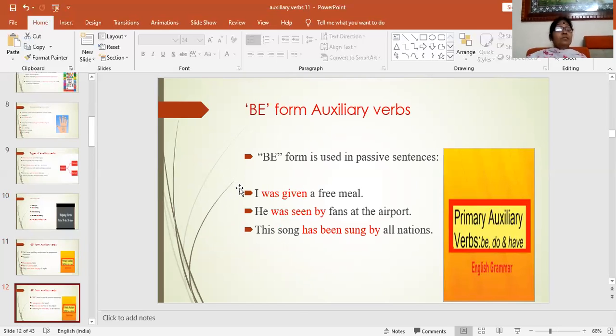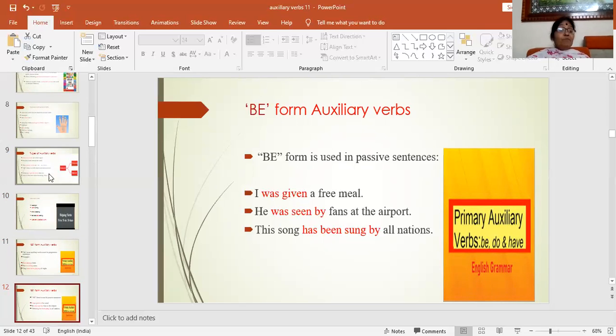Be form is used in passive sentences also. For example, I was given a free meal. He was seen by fans at the airport. This song has been sung by all nations, right? So what do we learn? We learn that be form is used in passive sentences too.